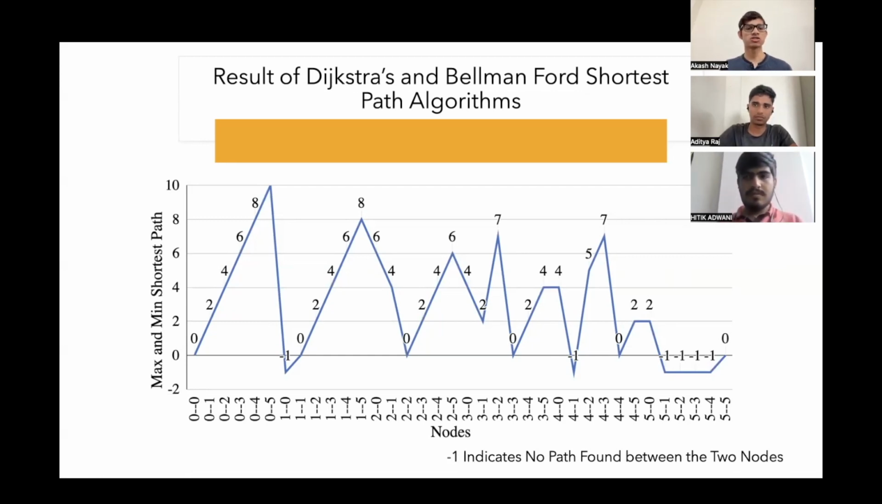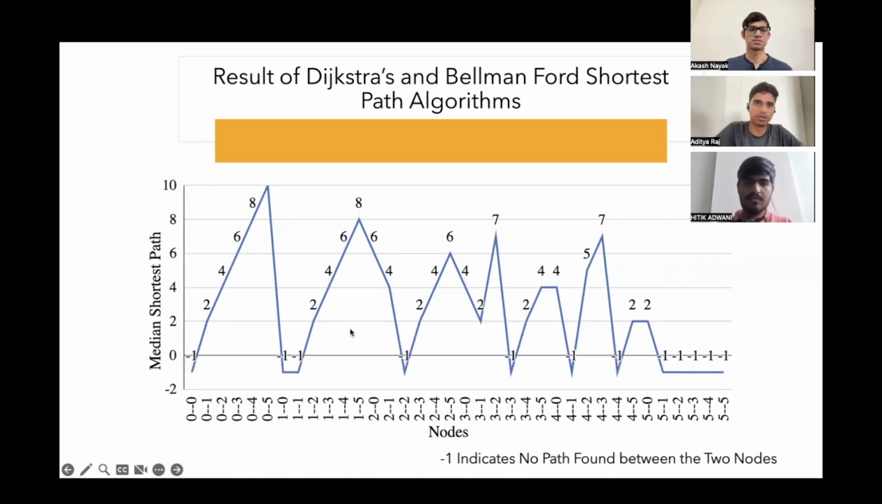We have used the same concept here, that is the matrix concept. Here, -1 represents that there is no path between the nodes. And here, we found out from our code that the maximum and minimum shortest paths are always the same in our graph. So that's why we have represented both minimum and maximum in the same graph. And now median shortest path will be done by Aditya.